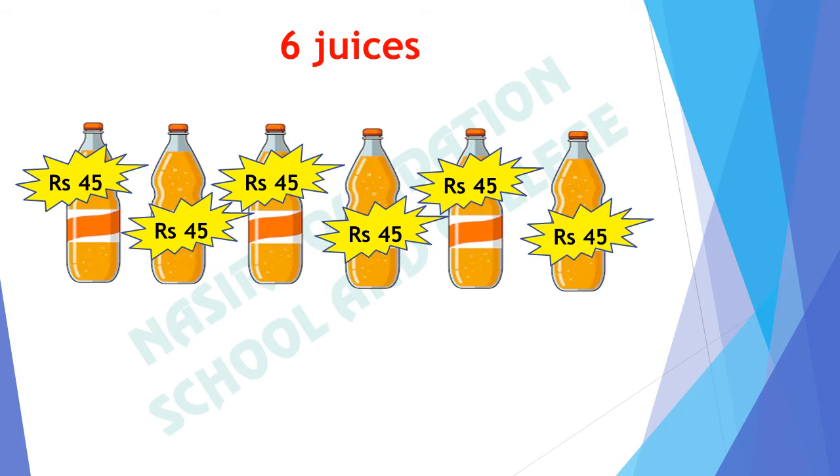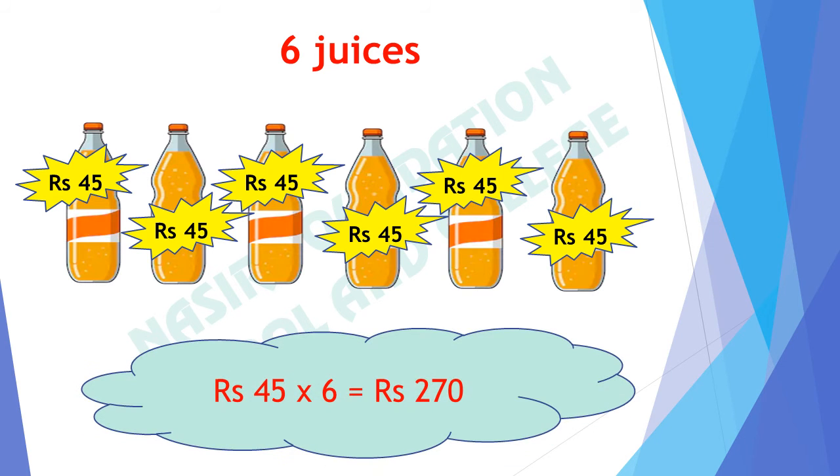What will be the price of 6 juices if the price of 1 juice is rupees 45? We will multiply rupees 45 with 6. If we multiply 45 rupees with 6, the total amount is rupees 270. It means the price of 6 juices is 270 rupees.